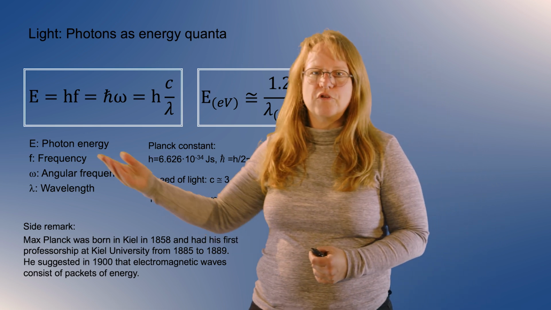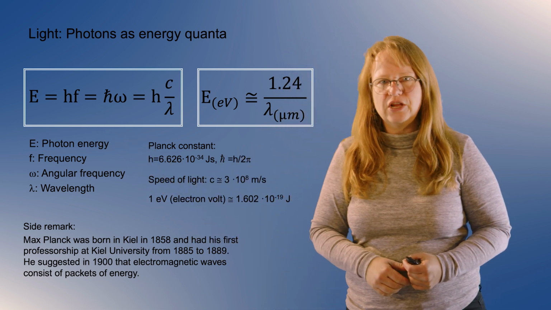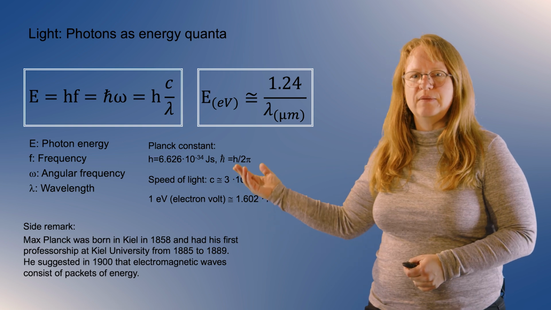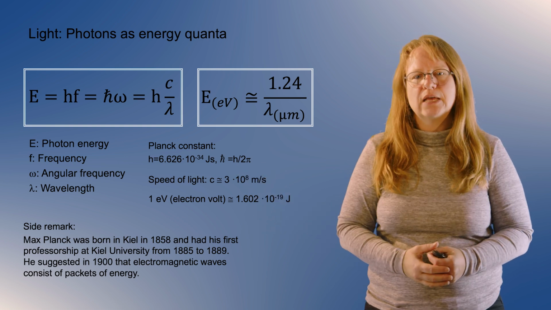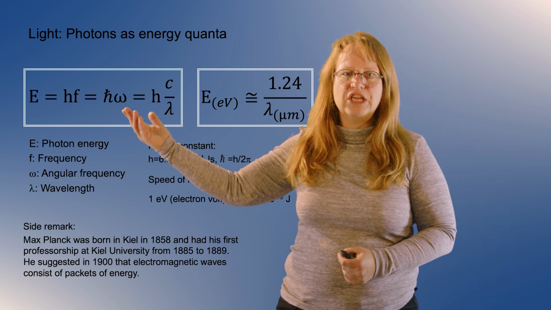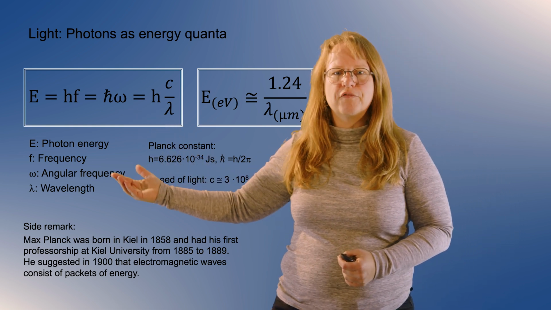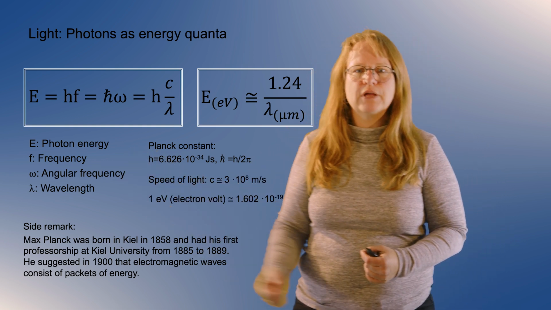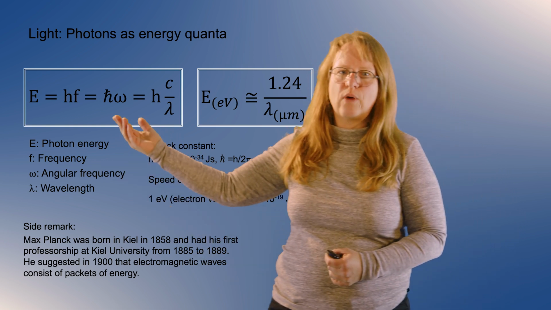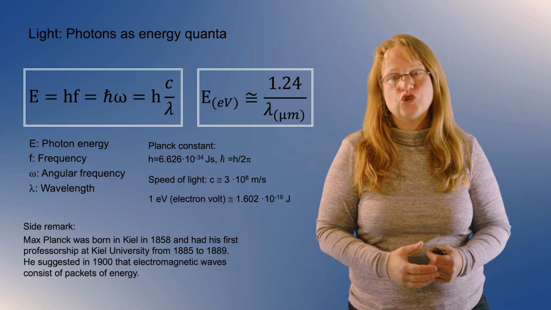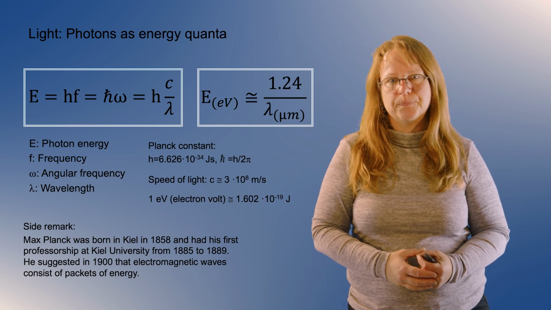I also put down for completeness this formula in the middle here. This is also often used. So the h bar is the Planck constant h divided by 2 pi. And the omega here is the angular frequency, which is given by 2 pi times the frequency. And therefore, you can also write this in terms of angular frequency and the h bar value of the constant.